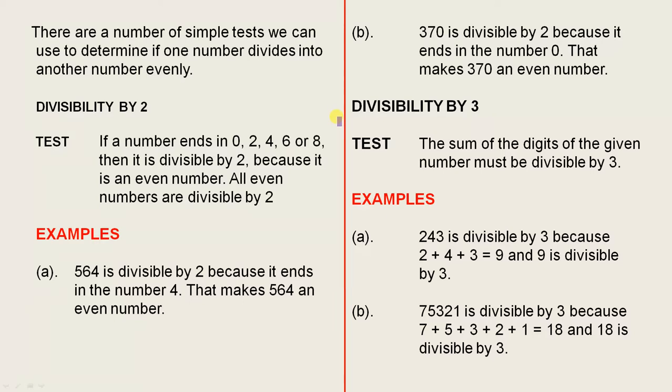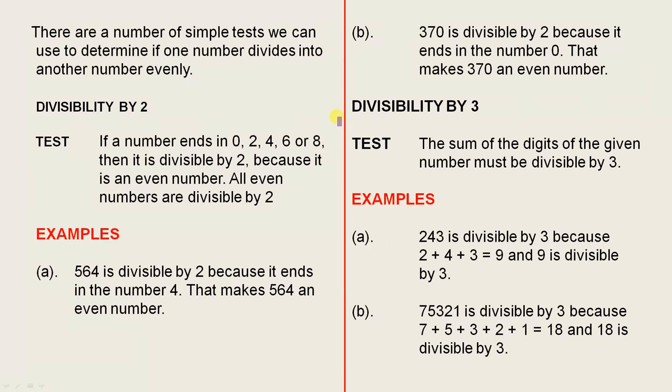If a number ends in 0, 2, 4, 6 or 8, then it is divisible by 2 because it is an even number. All even numbers are divisible by 2. So here are two simple examples. 564 is divisible by 2 because it ends in the number 4. That makes 564 an even number.